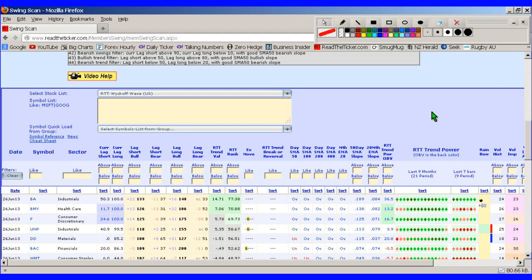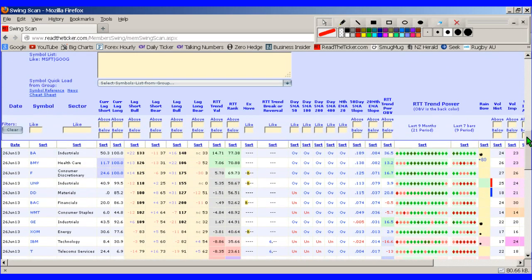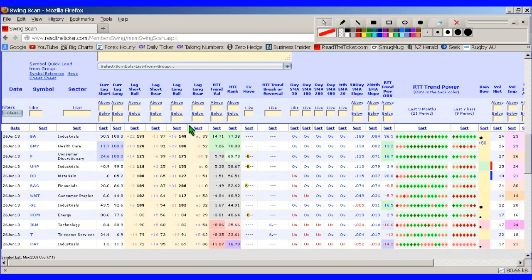Welcome to readtheticker.com. Today I want to add to the previous swing scanner video to talk about the RTT Laguerre indicator, which actually makes up about 15-20% of the swing scanner itself.